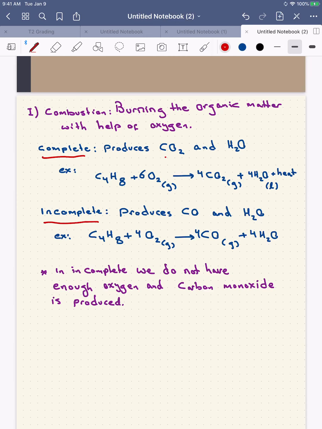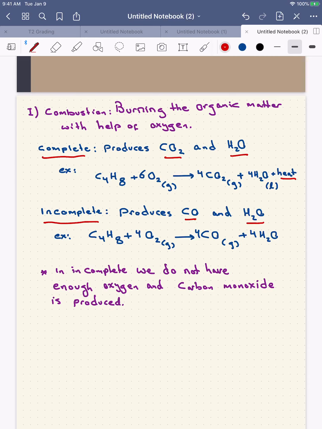In complete, you produce CO2 and H2O. In incomplete, you produce carbon monoxide and H2O. So you always produce H2O. You also always produce heat, whether it's complete or incomplete. The only difference is carbon monoxide versus carbon dioxide.